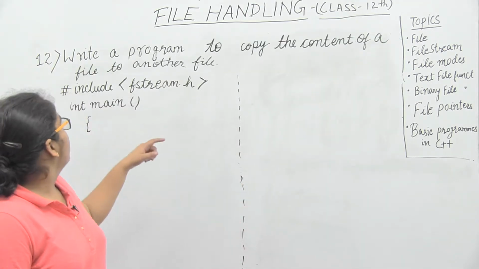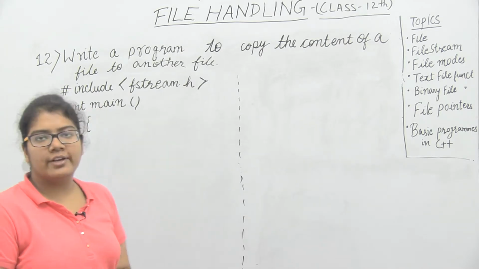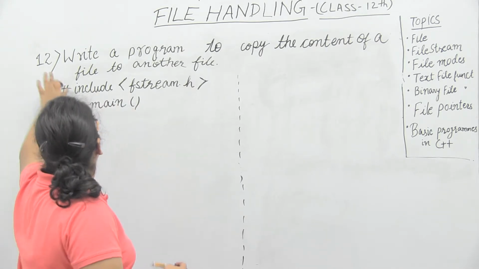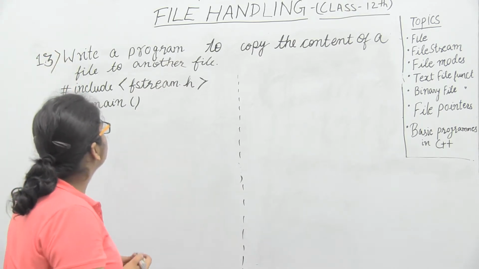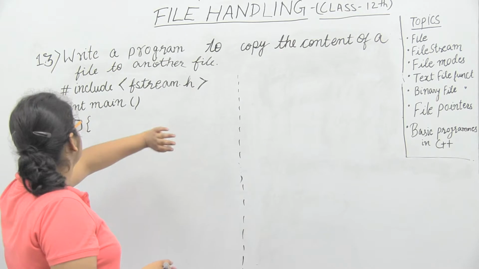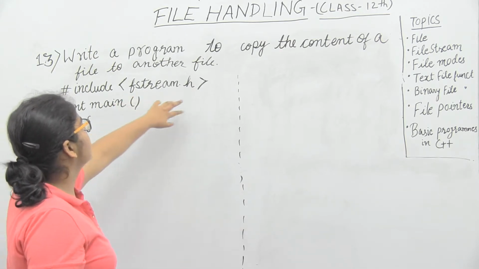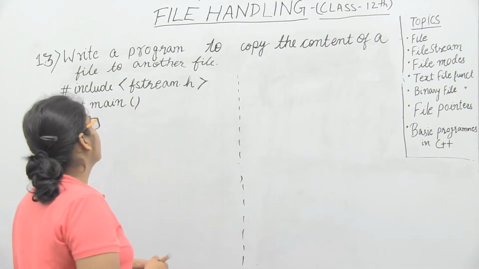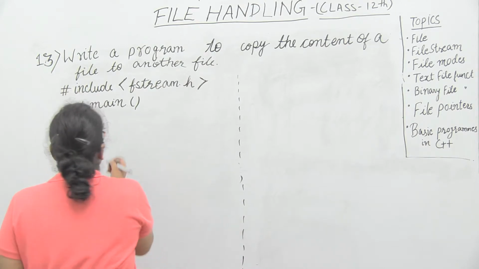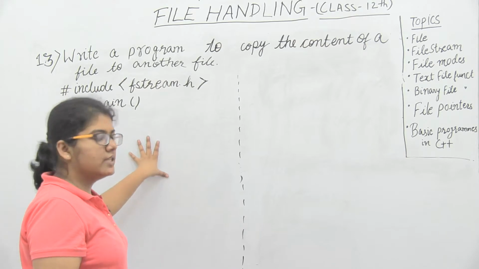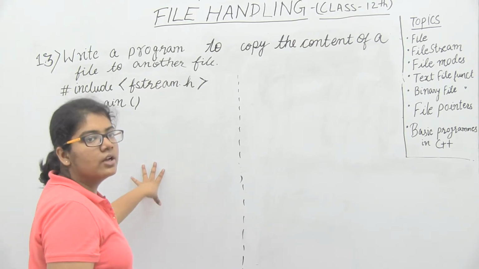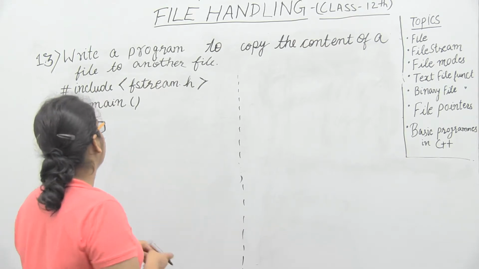Write a program to copy the contents of one file to another file. Okay. So #include fstream.h, int main. This is the beginning of our program. So first we'll open that file from which we have to copy the contents, and then create another file in which we have to copy the contents.